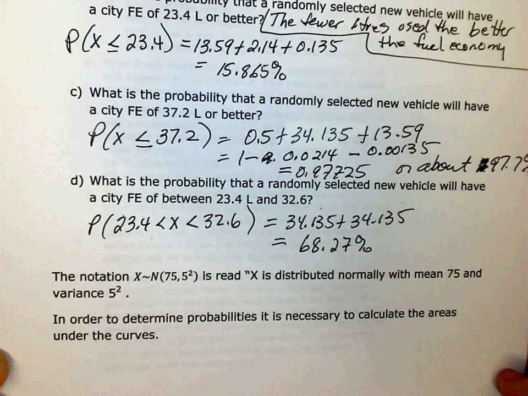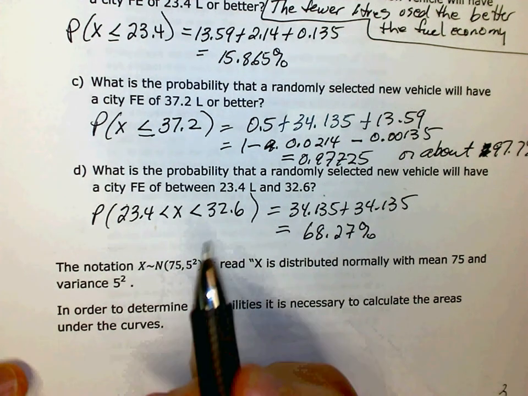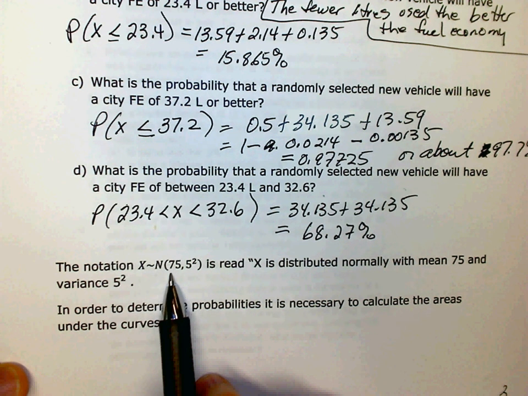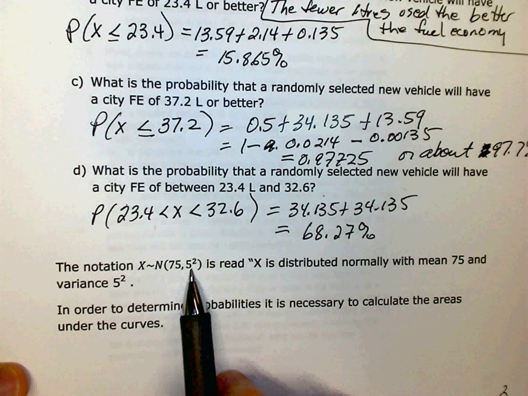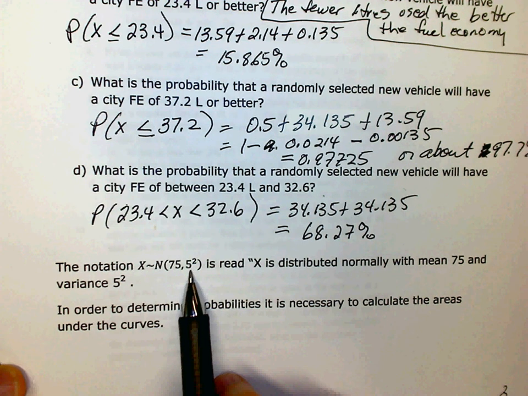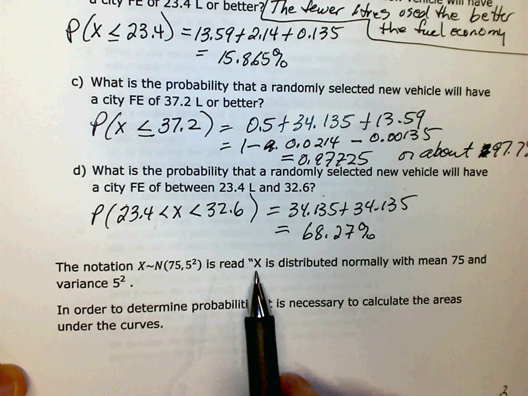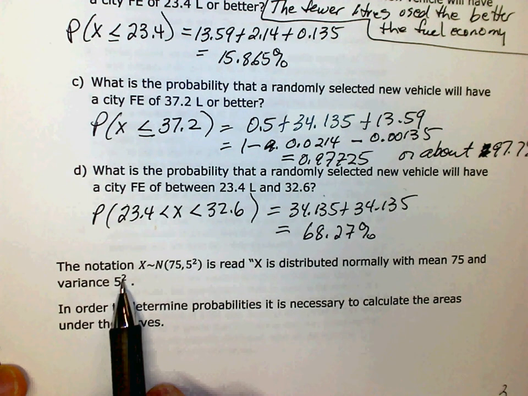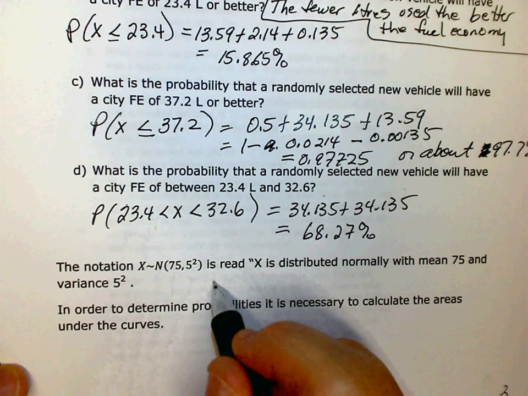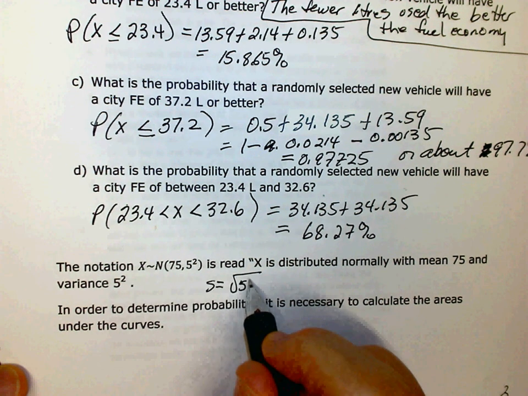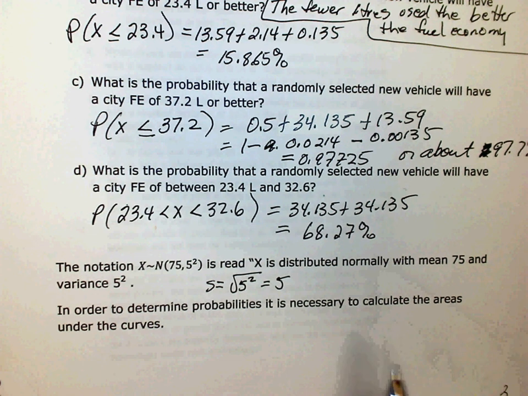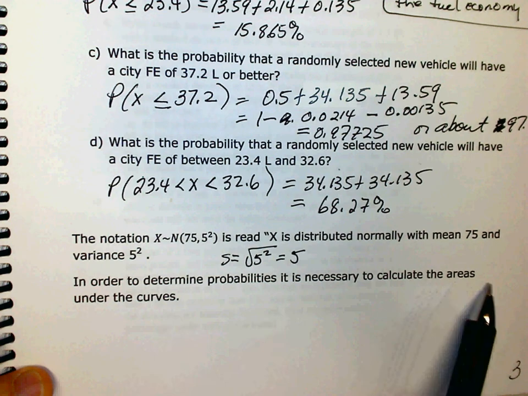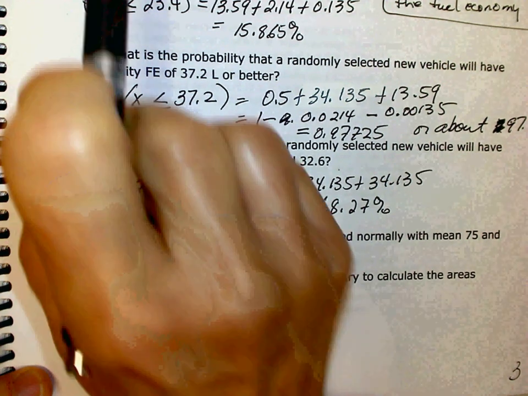The notation: x varies normally with the mean 75. The variance is 25, but the standard deviation is 5. This is read: x is distributed normally with a mean of 75 and a variance of 5 squared. But don't forget, the standard deviation equals the square root of 5 squared, which is 5. In order to determine probabilities, it is necessary to calculate areas under the curves. And that's what we've been doing.